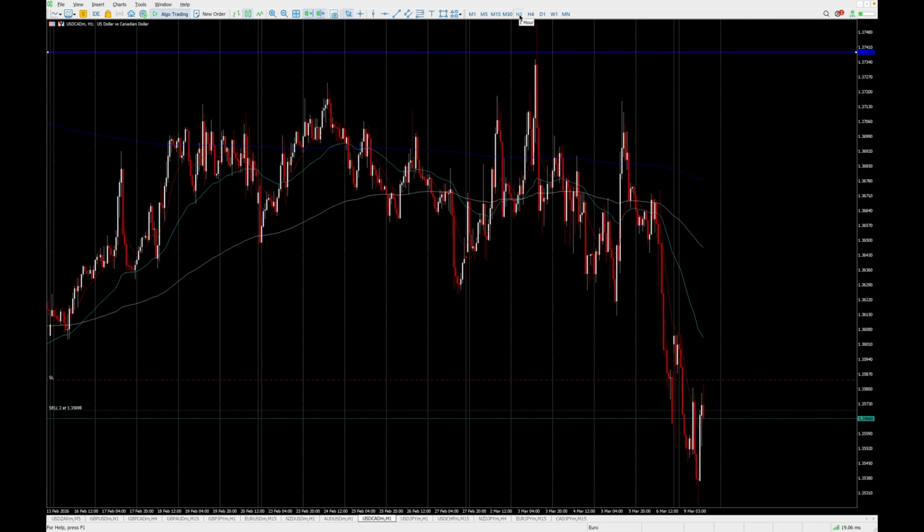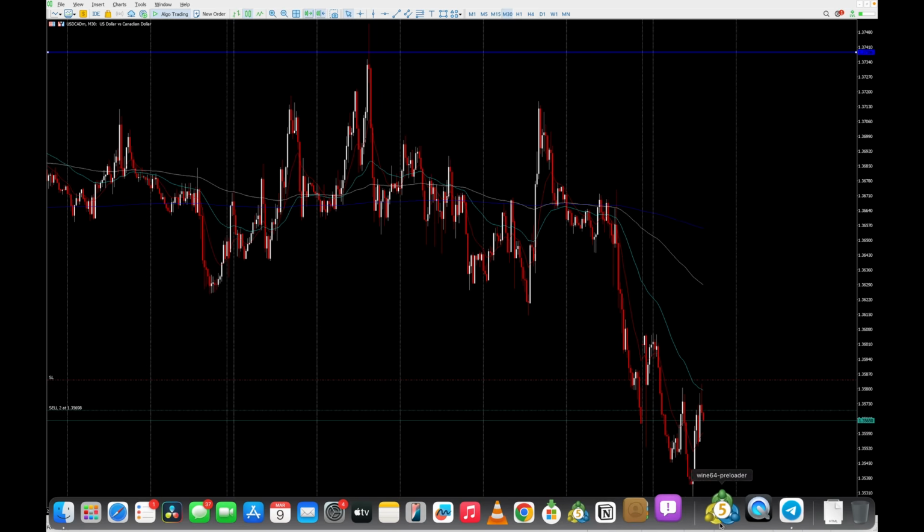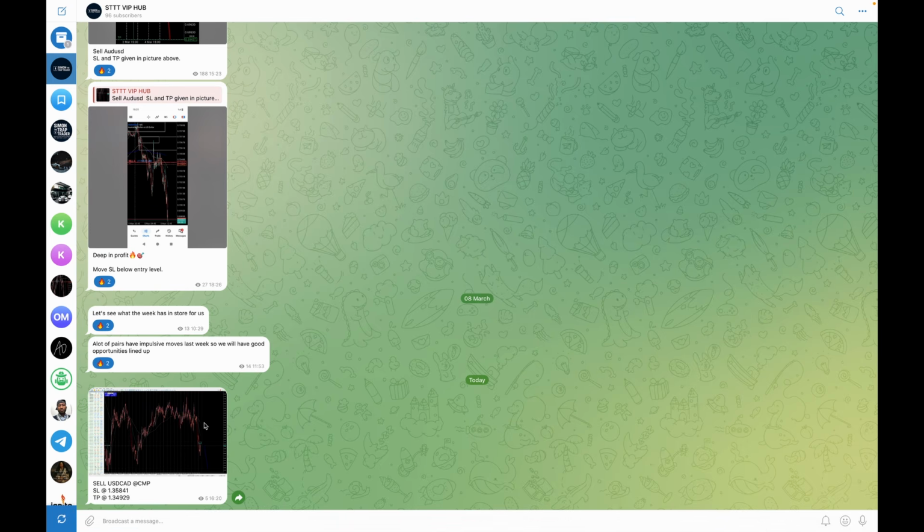We go to the H1 time frame. Now, the reason why I took this trade, I'm going to explain this, and this trade that I've currently entered right now, I have also sent to our VIP, as you can see.